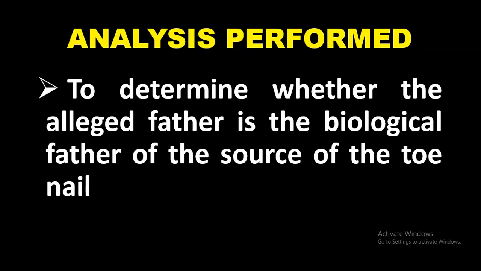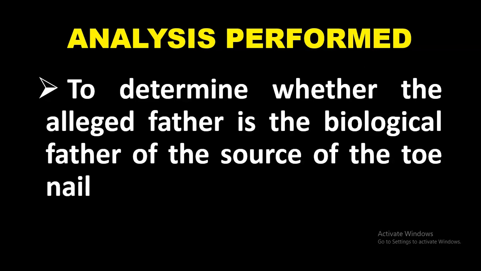So analysis performed. What analysis were performed at the forensics laboratory? 1. Analysis were performed to determine whether the alleged father is the biological father of the source of the toenail. So a human remain was found. A toenail was picked. We don't know whose remain the body was.